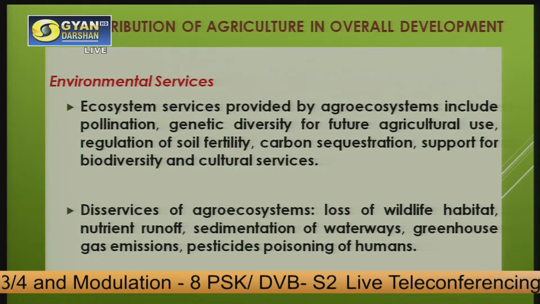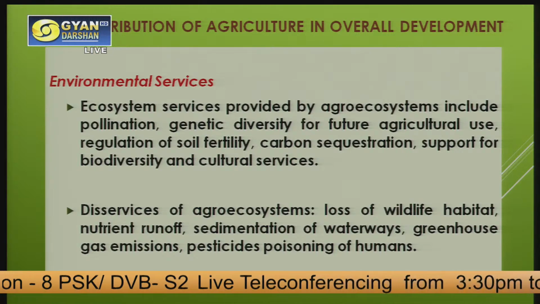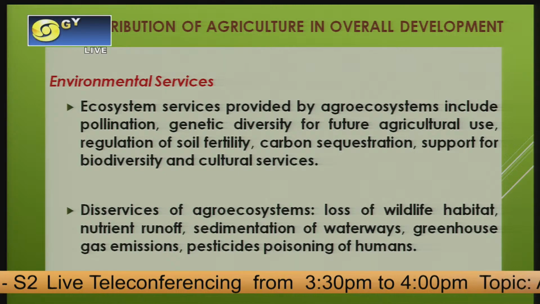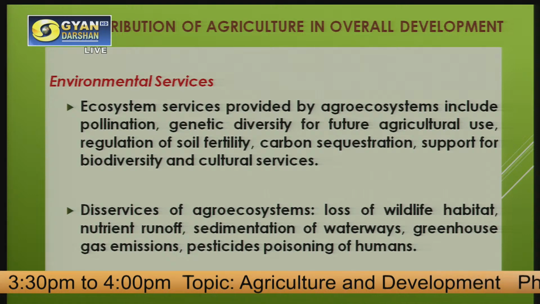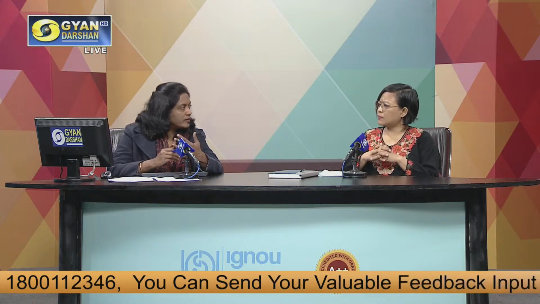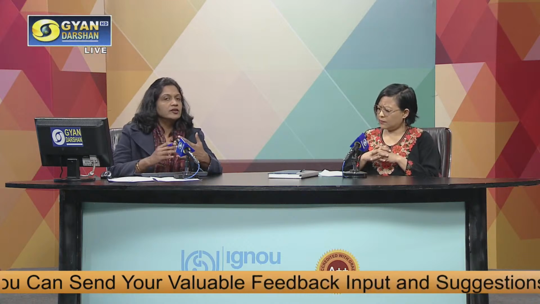Also, several greenhouse gases are emitted as a result of agricultural production. For example, rice cultivation or paddy cultivation emits a lot of greenhouse gases, and similarly livestock production also emits a lot of greenhouse gases, for example methane. So these greenhouse gases act as a disservice to the general environment. And besides, there are poisonings due to the application of pesticides and weedicides. So these are some of the disservices because of agriculture.